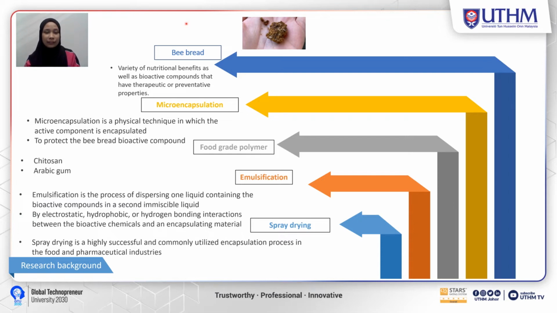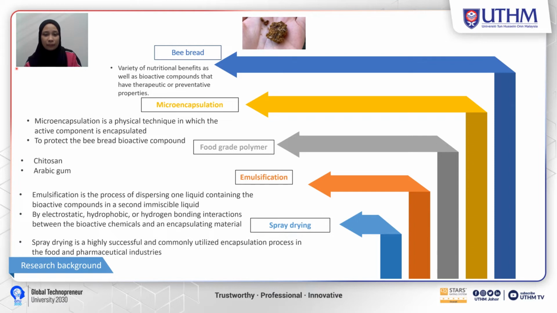Microencapsulation could be done by using food-grade polymer. Chitosan and Arabic gum are examples of food-grade polymer that can be used to encapsulate the beverage bioactive compound. These two food-grade polymers can protect the bioactive compound from surrounding conditions, namely pH, humidity, and normal metabolism. Due to their capacity to form film, viscosity, resistance to the gastrointestinal tract, solid content, biodegradability, safety, and low cost, these two polymers are appropriate for microencapsulation.